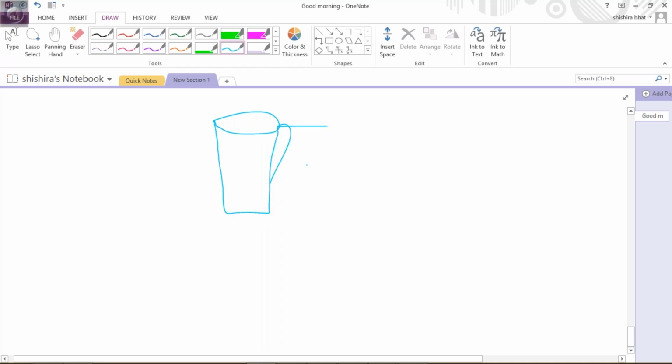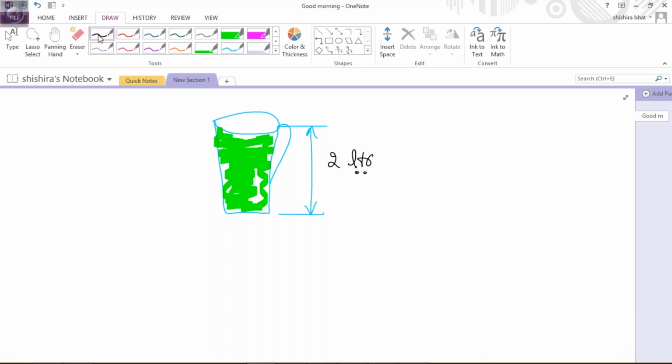Imagine this case. I have a mug. Capacity of this mug is 2 liter. Okay. In this mug, I have full of water. Let's say 2 liter water is there. Okay, 2 liter water is there.